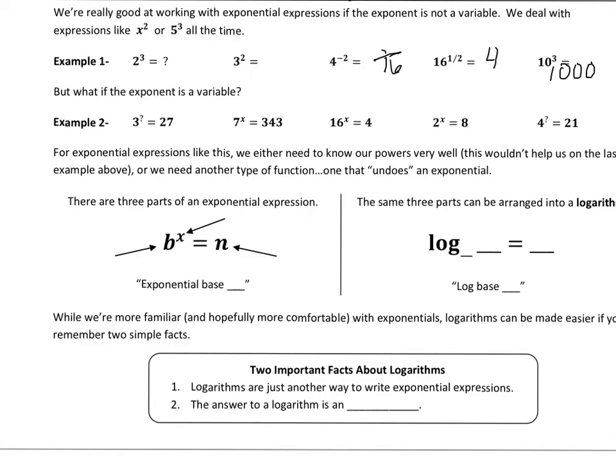All right, now what if the exponent is a variable? Okay, 3 to what power is 27? 3, okay, that one's doable. 7 to what power is 343? I just guessed. I know, because that was way wrong. 3. 7 to the 3rd power is 343, good. 16 to what power is 4? We just did it, right? That's the 1/2 power. 2 to what power is 8? 3rd power. 4 to what power is 21?